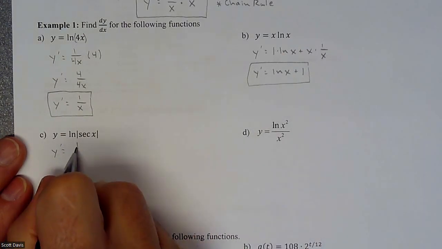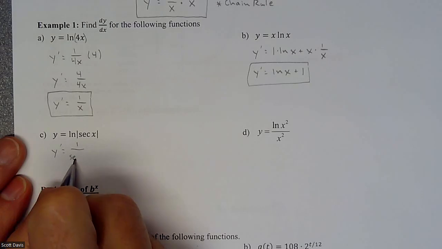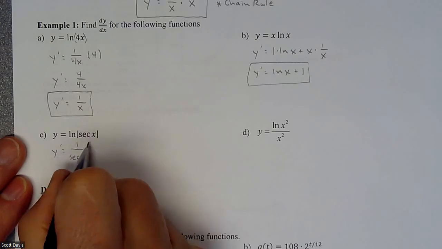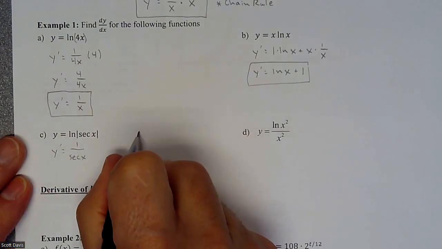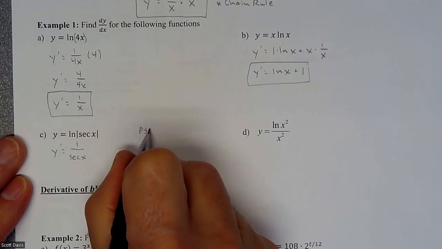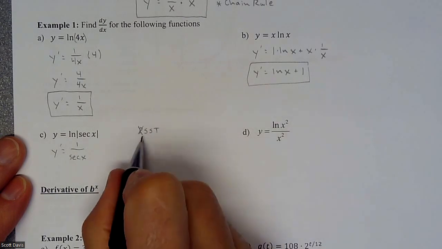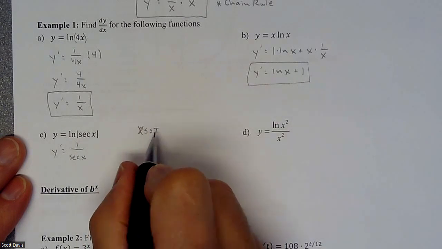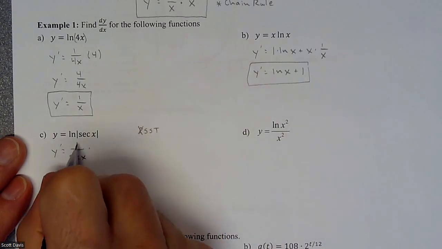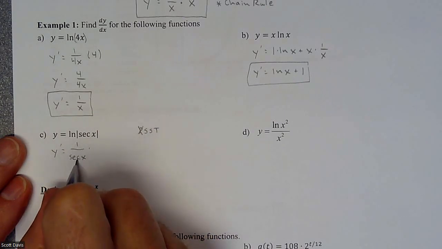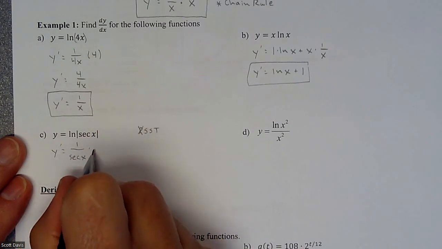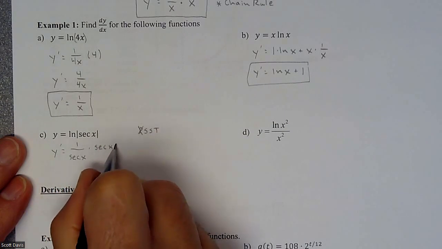So it's going to be 1 over secant x, and then you've got to do the derivative of secant. And if you remember, we're going to be using PST. All right, so we'll cut out the P and PST. So the derivative of secant is secant tangent. So the derivative of this is going to be 1 over secant times the derivative of the inside, because of the chain rule, which is going to be secant tangent.